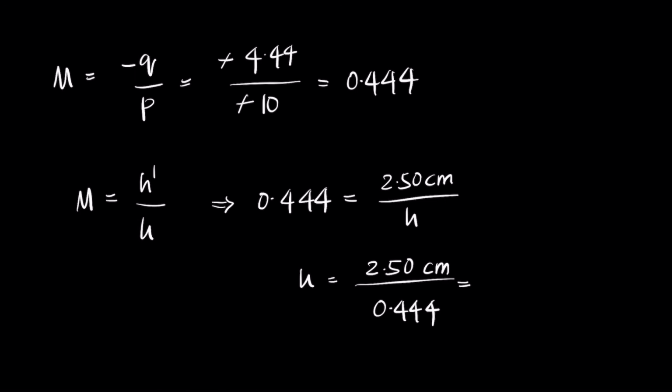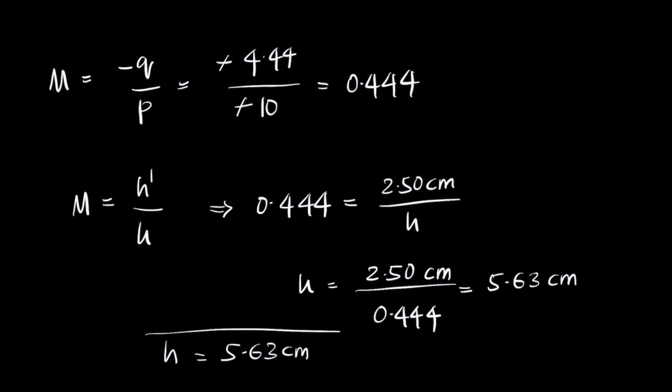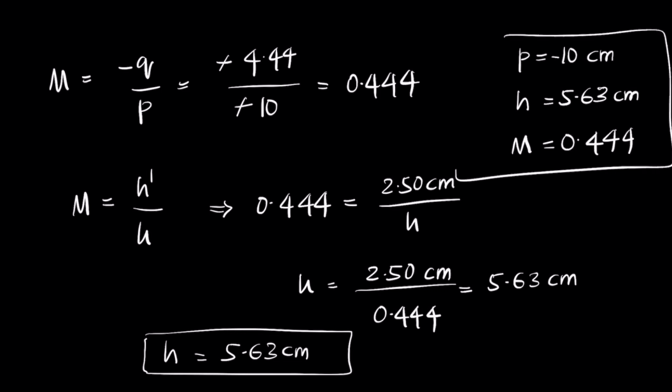If you calculate the value, it becomes 5.63 centimeters. So this is the height of the object. So we have all the values. P is minus 10 centimeters, H here is 5.63 centimeters, and the magnification factor is 0.444. So this is the answer.